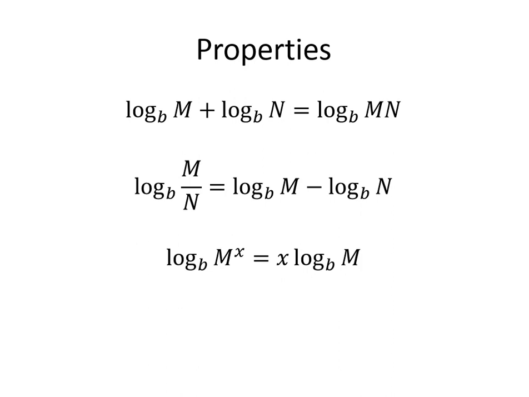So if we have two logs with the same base, the key thing here is that these have to have the same base. If they have the same base and we're adding them together, what we do is multiply the two numbers that we're taking the log of. So here we have log m plus log n. It would be the same as saying log of m times n. So we would just multiply them together. If we're dividing, we would be subtracting the two. So if we have log base b of m over n, we can say that's log m minus log n.